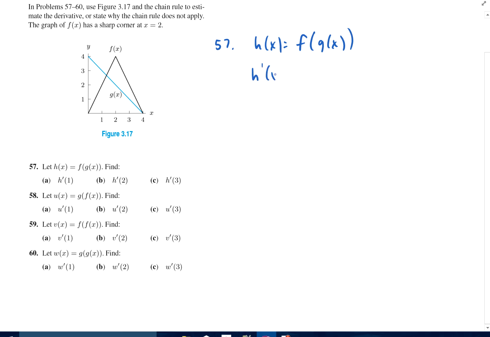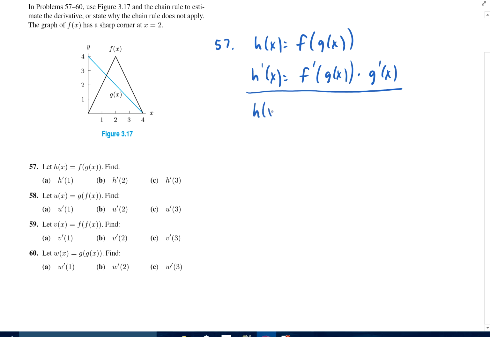We'll get h prime of x is, now the chain rule is the derivative of the outside function times the derivative of the inside function. Now notice the outside function, we have to keep evaluating it at the g of x, that function on the inside. Okay, so, well, first of all, let's go back. Does that make sense to you?